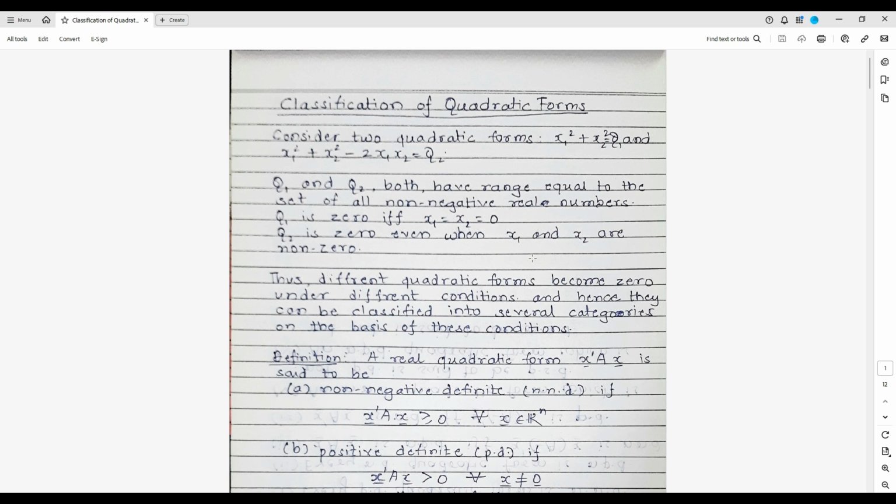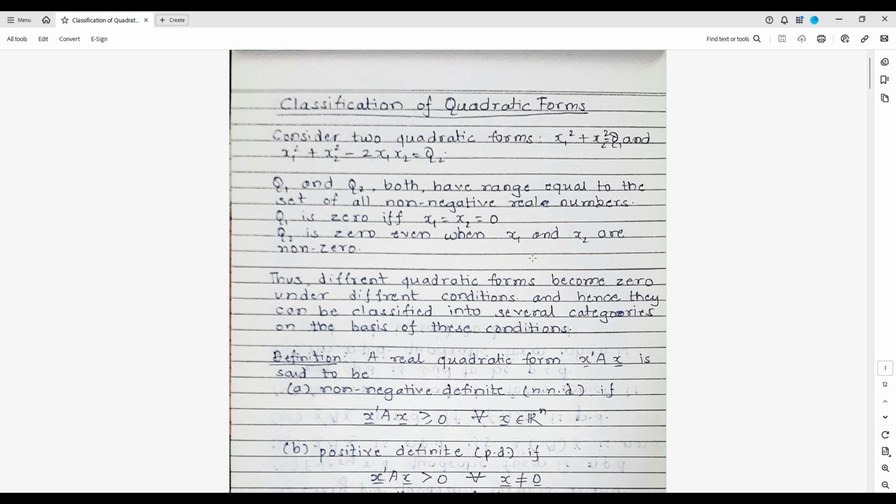So there is a difference of only one term between Q1 and Q2. Now let us assume that x1, x2 both are real numbers. So Q1 becomes 0 if and only if x1 and x2 both are equal to 0. It means that the quadratic form vanishes when both x1 x2 are zeros. Whereas if you look at the second quadratic form, the second quadratic form becomes 0 even when x1 x2 are non-zeros.